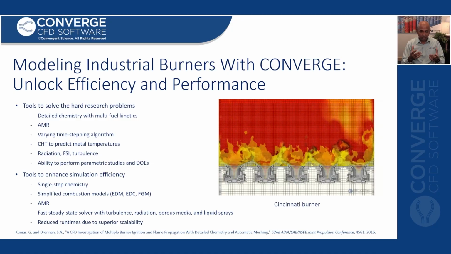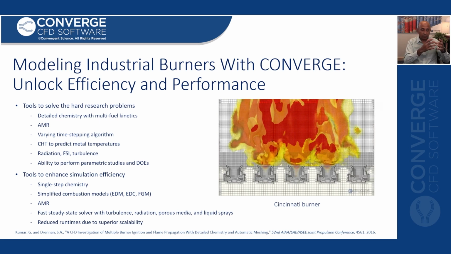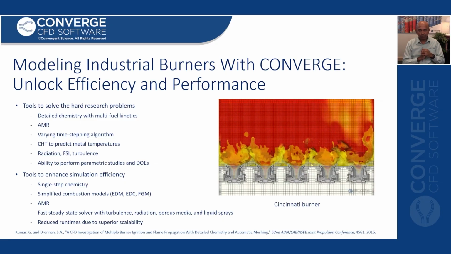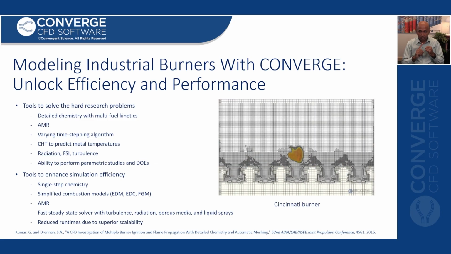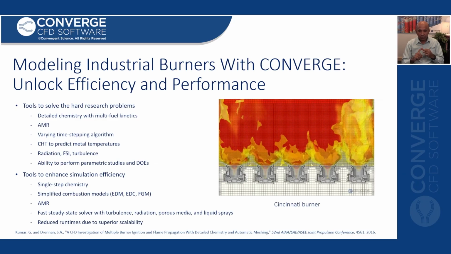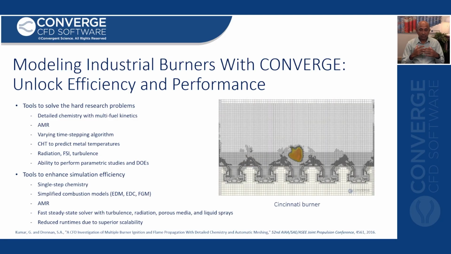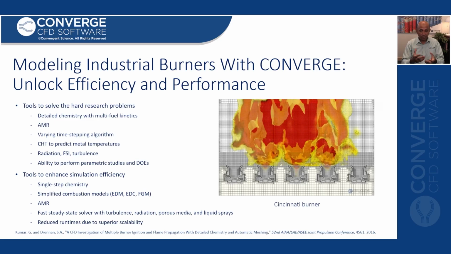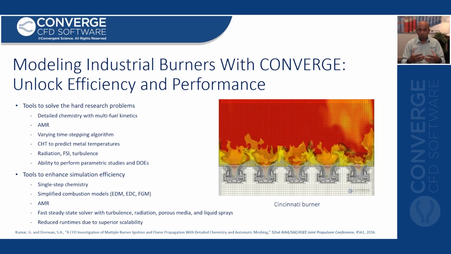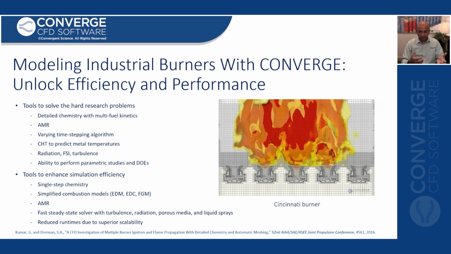AMR is really important here because it's going to reduce your cell count, right? But it would actually refine where you want it and when you want it, so you have that level of accuracy as well. Converge has access to a really fast steady-state solver that works with turbulence, radiation, combustion, porous media, and liquid sprays. And with superior scalability of Converge, you can run the large burner cases on thousands of cores if you have access to it, or on Converge Horizon, which is our cloud platform, very, very efficiently.